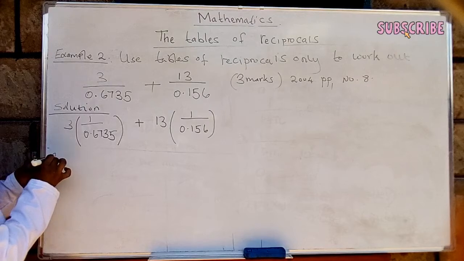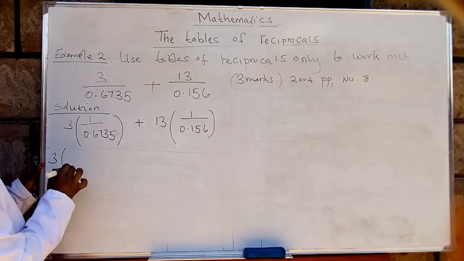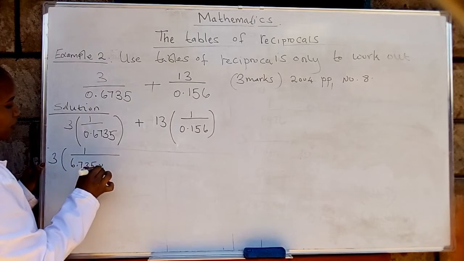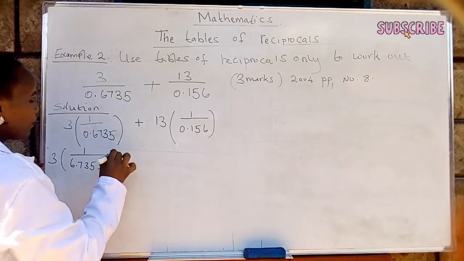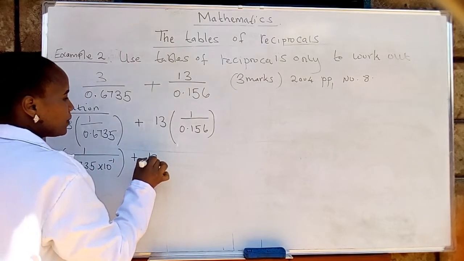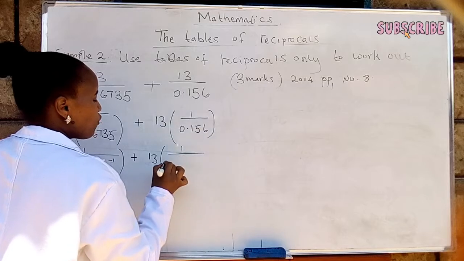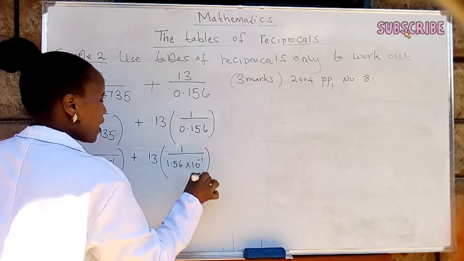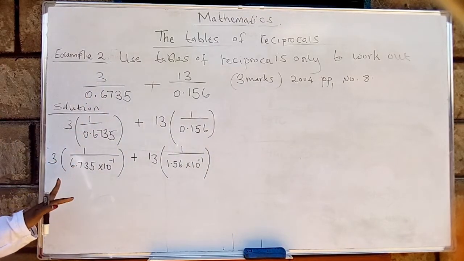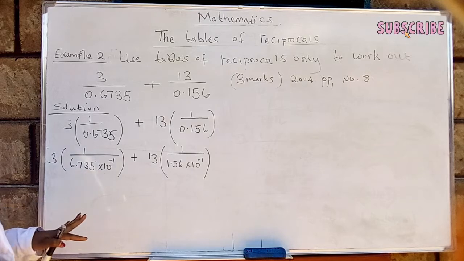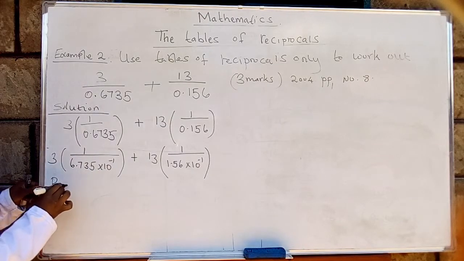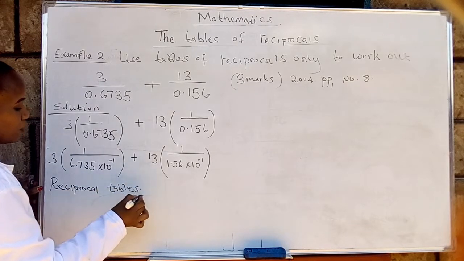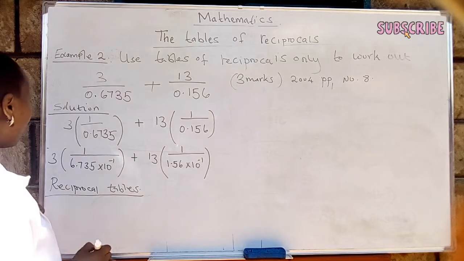So the numbers in standard form shall be the reciprocal of 6.735 times 10 power negative 1, plus 13 times the reciprocal of 1.56 times 10 power negative 1. Having done that, we now proceed to the reciprocal tables, as shown on the video.